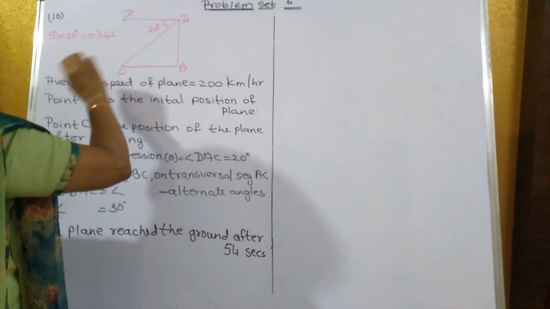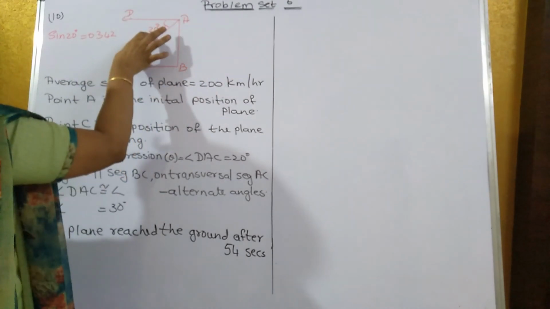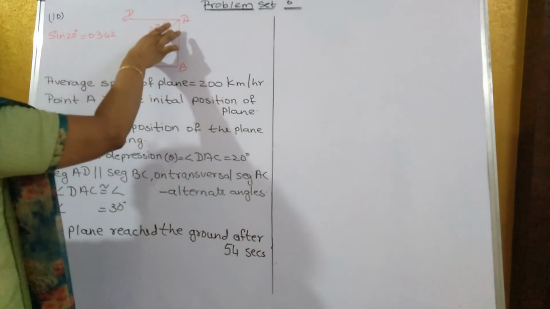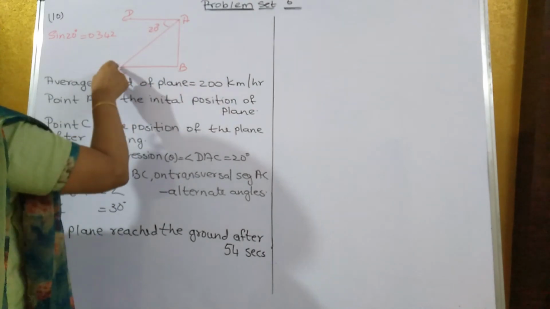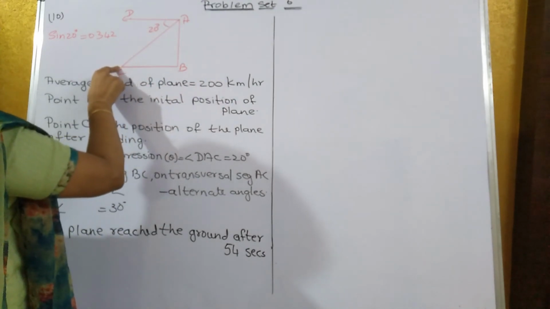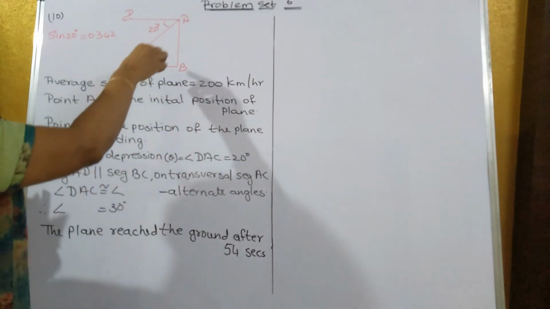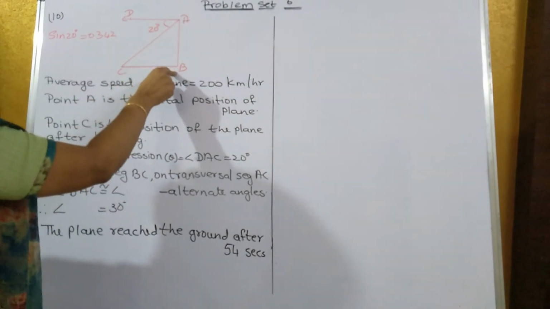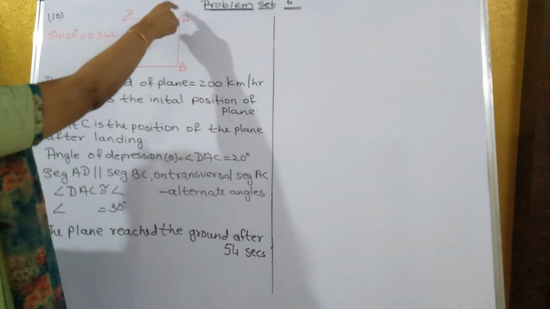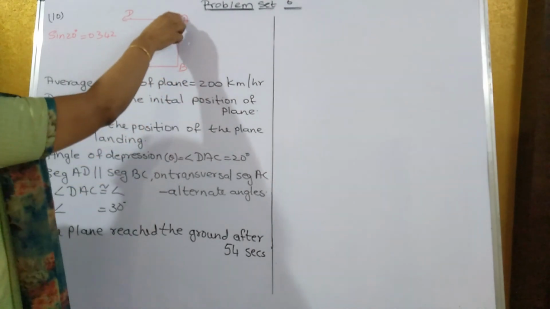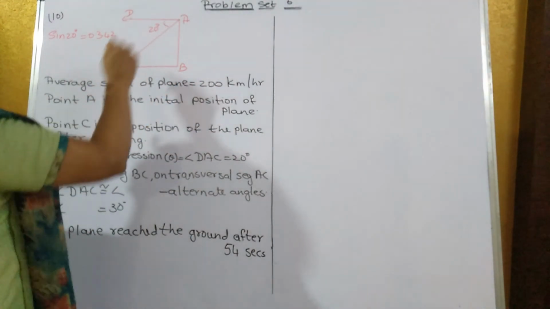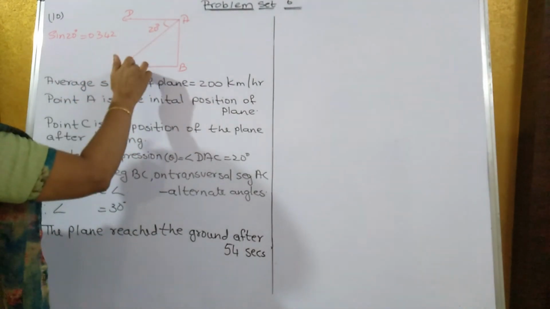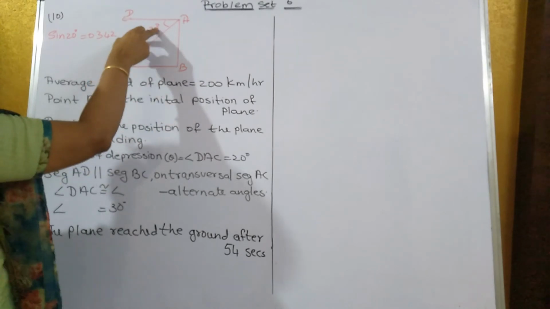No distance is given: not AB, not BC, not AC. Only the angle of depression is given. So first we will find AC, the distance traveled after 54 seconds, and then we will find the height of the plane from the ground. When the plane was at position A, how high was it above the ground? We don't know AB, BC or AC, so first we will find AC.